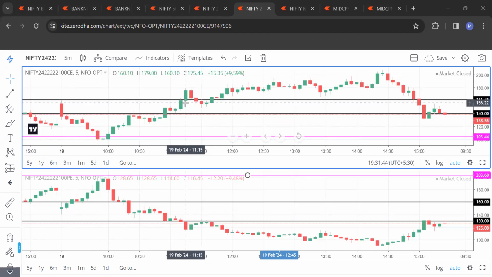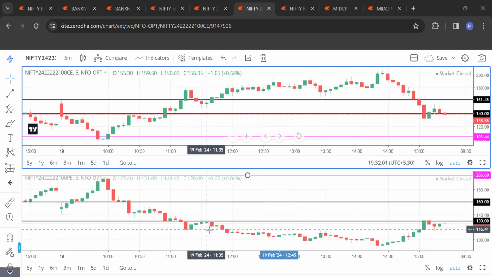Now this has closed above the upper line. This candle has not closed. See, the close is 160.10 and the upper line is 161.45. So this has closed, confirmed, and this has closed below. Now you will wait for this candle. See its high, 129.05, and the red candle, 130. So this is a floating candle.